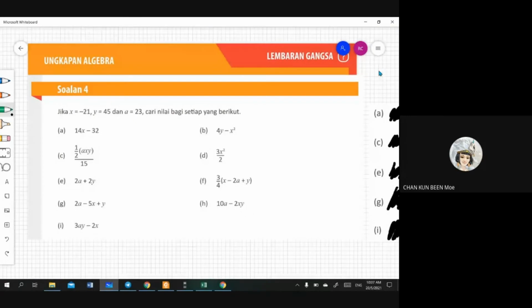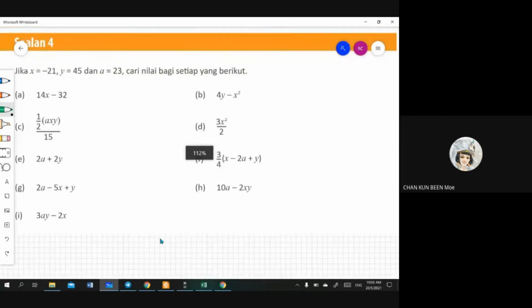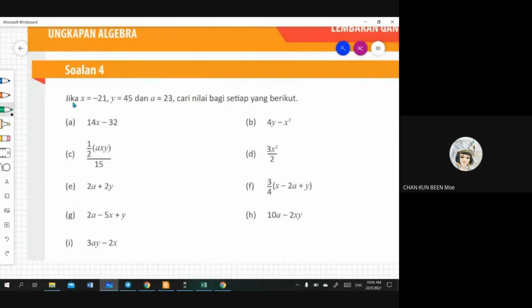Okay, let's continue with this part over here. You see carefully. Hopefully you can see. I make it bigger. My worksheet over here is from BM, so I'm going to translate to BI for you if you don't understand. If X equals negative 21, Y equals 45, and A equals 23, find the value of each of the following.